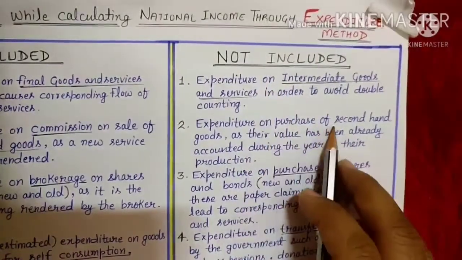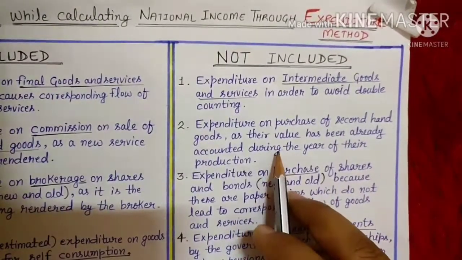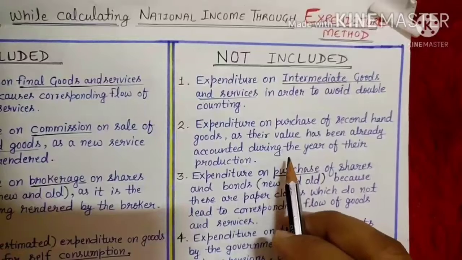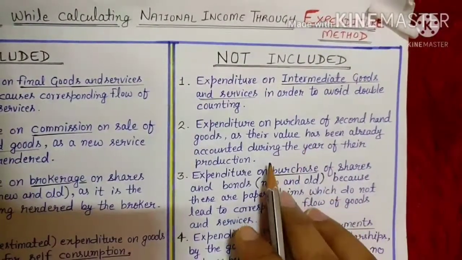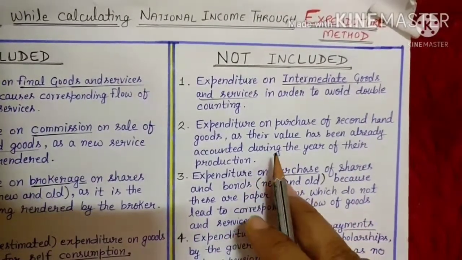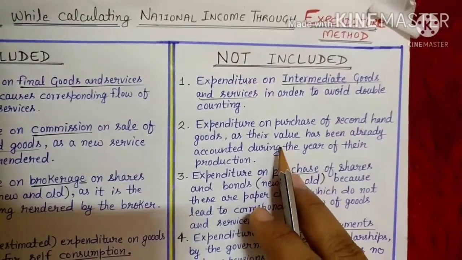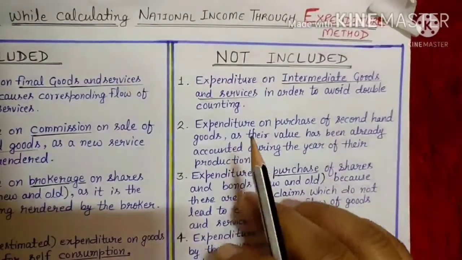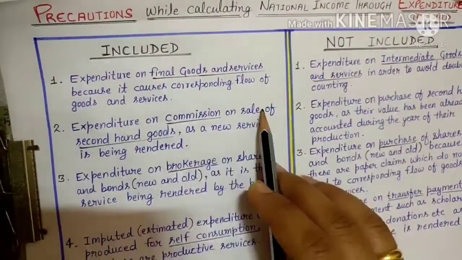Why? Because if we include that 70,000 again, the problem of double counting will come, because that value was already added during the year when it was purchased. So if I add it once again, it will create a problem. Now, one more thing to pay attention to: what should we include then? The expenditure on commission on sale of second-hand goods.